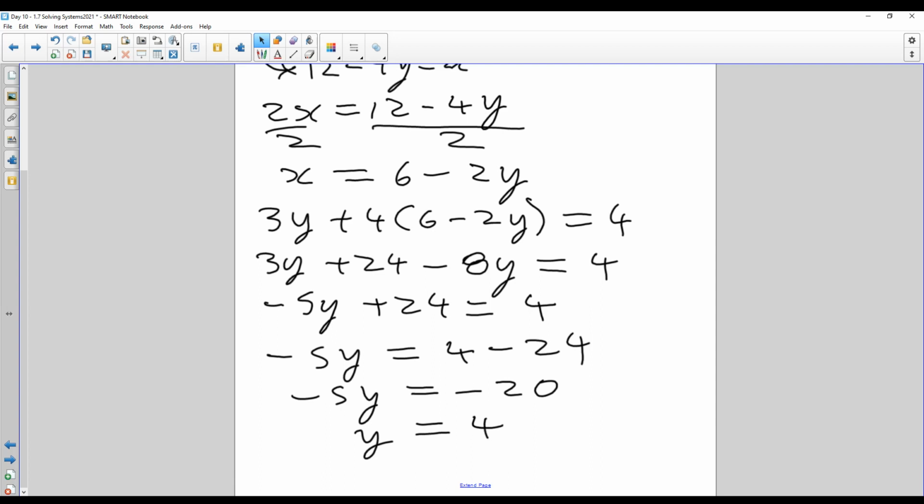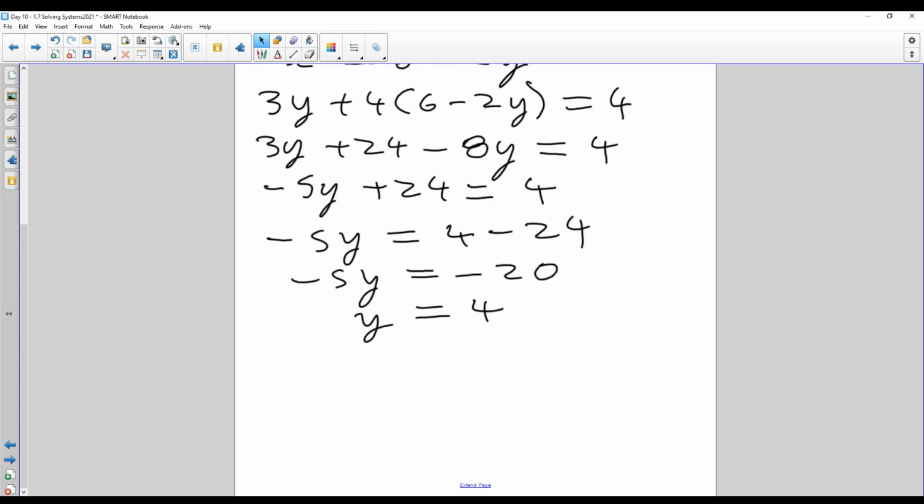We all know that that's only half the question, and that we have to do what else again if we want to get the full thing? Yes, sir. Correct. Put that y value back into one of the equations, doesn't matter which one, to get the corresponding x value.